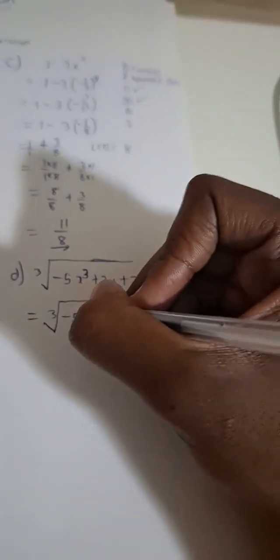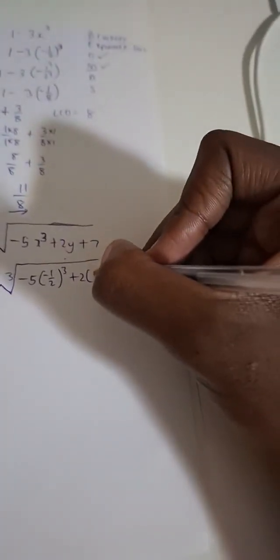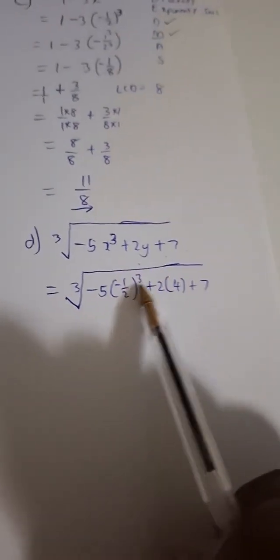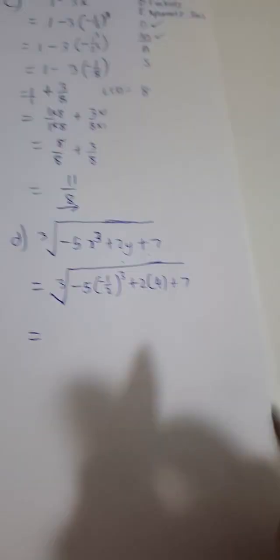So if x is equal to negative half, in this expression we are going to substitute in the place of x the value of negative half. In the place of y, we are going to substitute the value of 4. Okay, there it is. Then the next step in this process, what do we do?